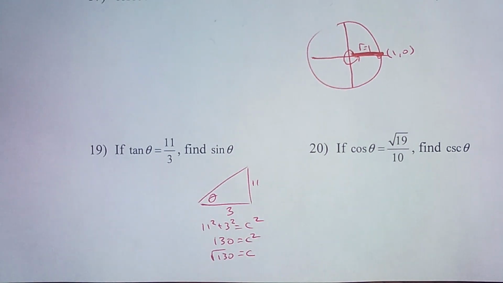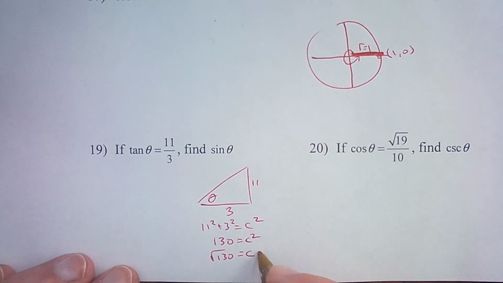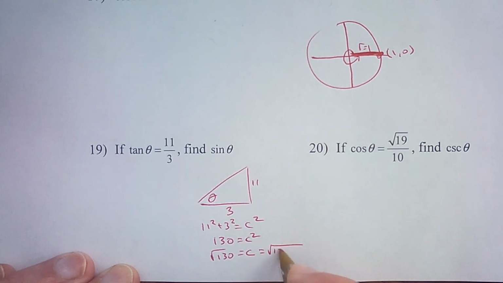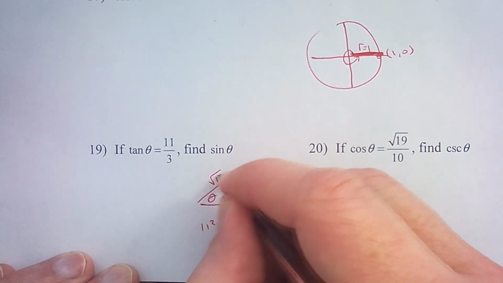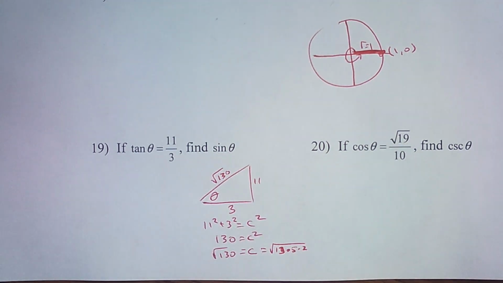Can that be simplified? So 130 is 13 times 10, and 10 is 5 times 2, so this is the same as the square root of 13 times 5 times 2, and I have no square numbers in there. So the square root of 130 cannot be simplified any further.